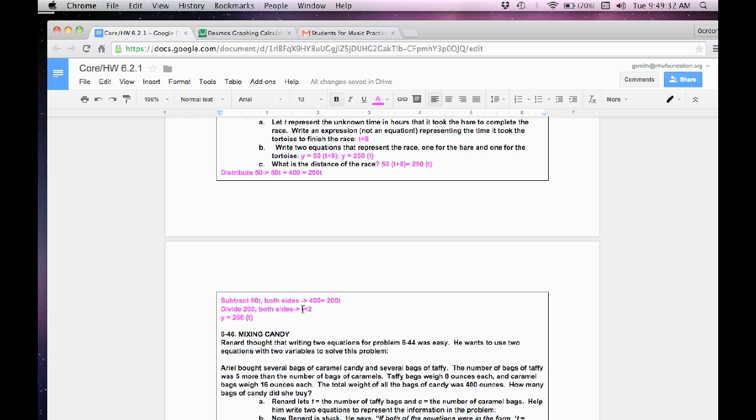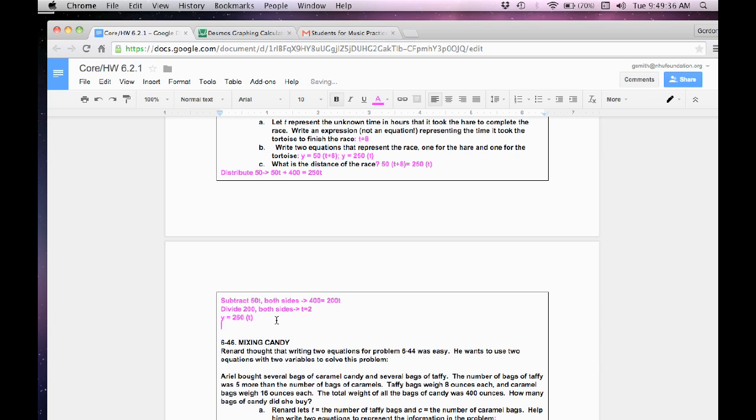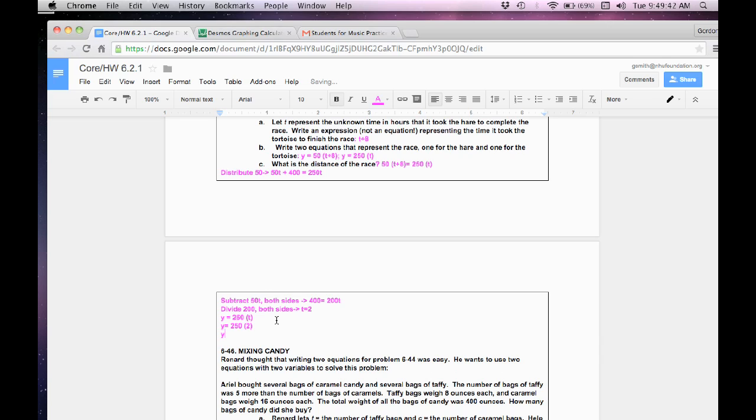So t equals 2, so I rewrite it as y equals 250 times 2, and therefore y equals 500, meaning the race is 500 feet long, and it takes the hare 2 hours, and if the tortoise is t plus 8, then it takes the tortoise 10 hours to go 500 feet. And that's it for that problem.